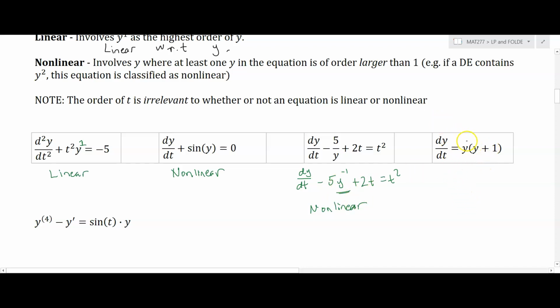Here, on first sight, I see a y to the first, but when I distribute this through, I get a y squared. And then I have a y to the first over when I distribute this in. So you have to be able to look at it not in factored form, but in term-by-term form where everything is expanded. And I see that because of this term here, this is a nonlinear ODE. Even though it has a y to the first, remember, quadratics are always going to trump linear terms.